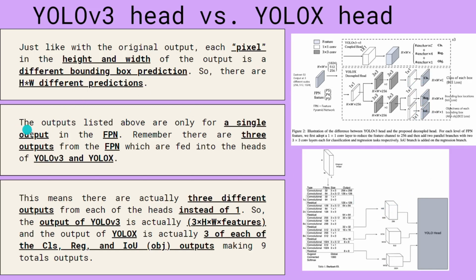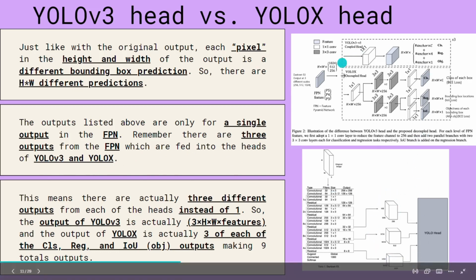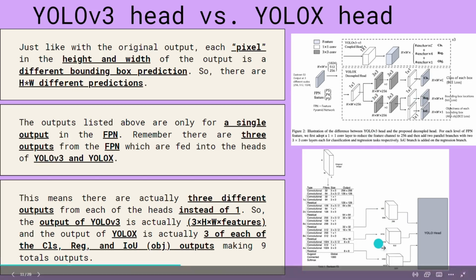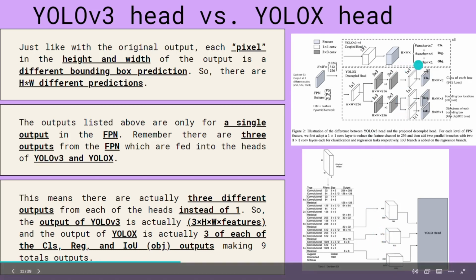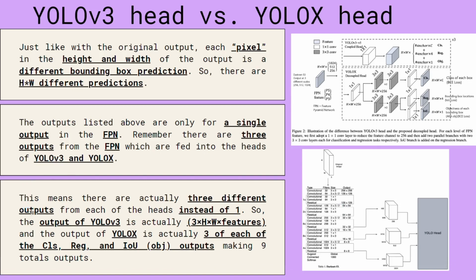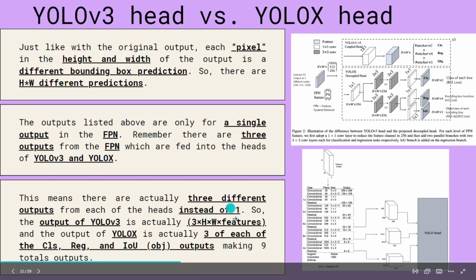And the outputs listed above are only for a single output in the FPN. Remember, there are 3 outputs from the FPN, which are fed into the heads of YOLO v3 and YOLOX. So just remember that this is a representation for a single output. And each of these 3 is going to be decoupled before being fed into the head part of the model. This means there are actually 3 different outputs from each of the heads instead of 1.